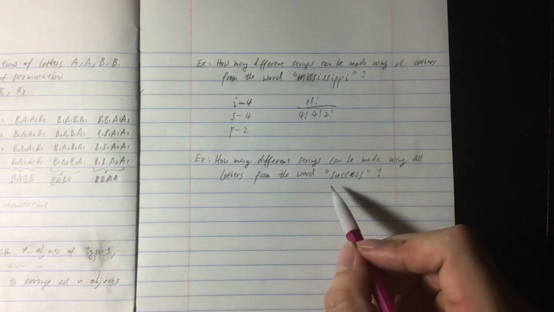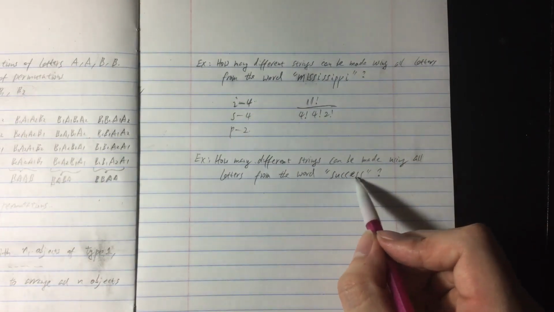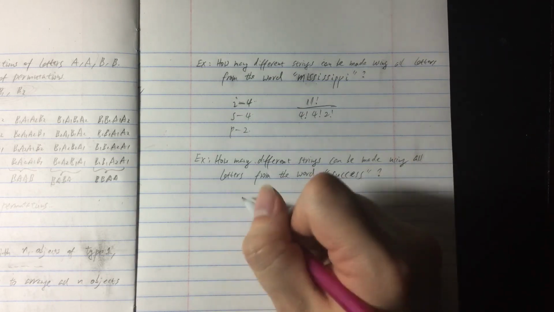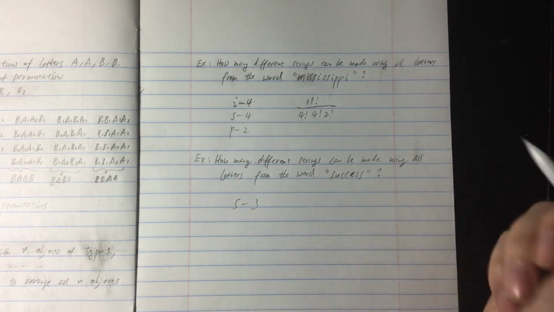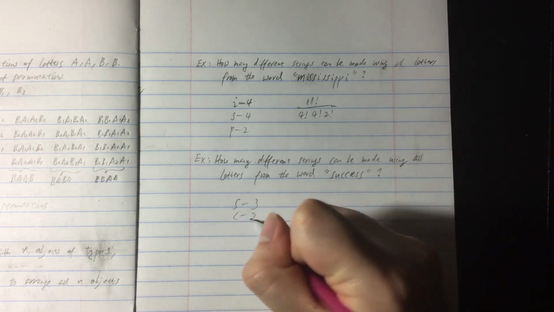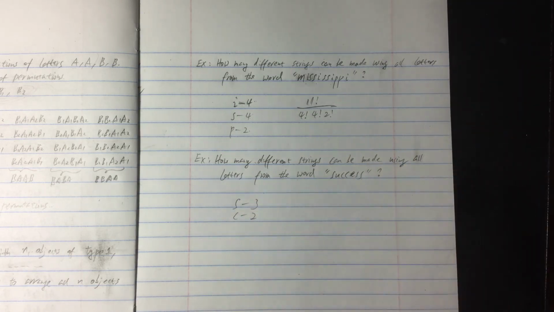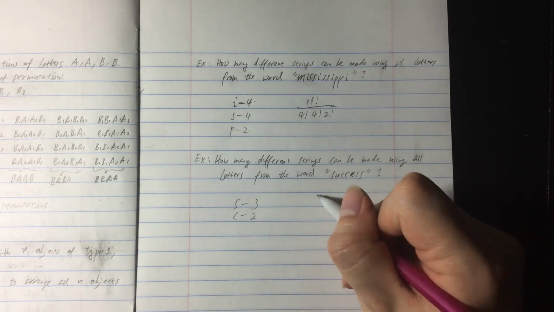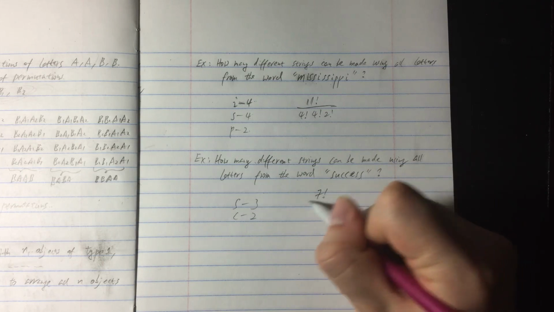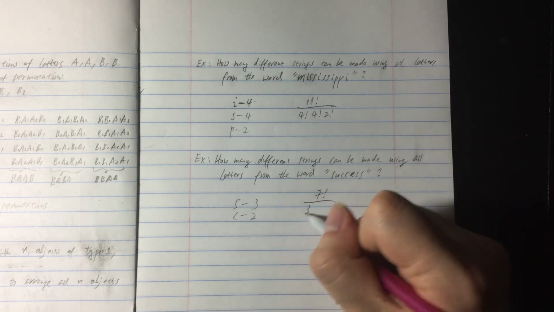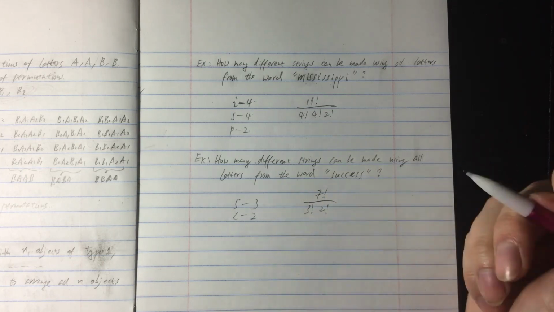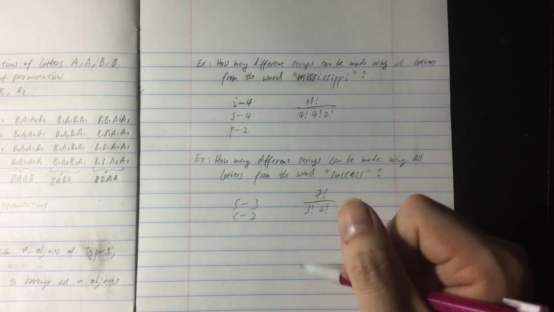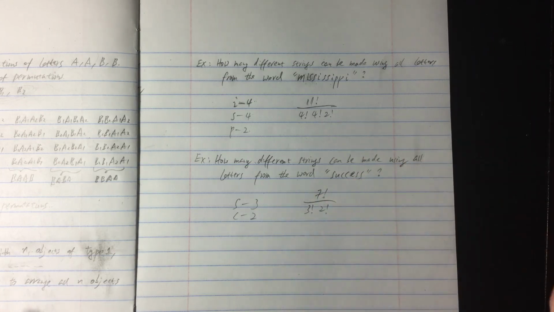So here we have a total of 7 letters, where we have S 3 times, letter C twice. Those are the repeating letters. Then take the total, 7 factorial divided by 3 factorial divided by 2 factorial. We can use a calculator to get an answer.